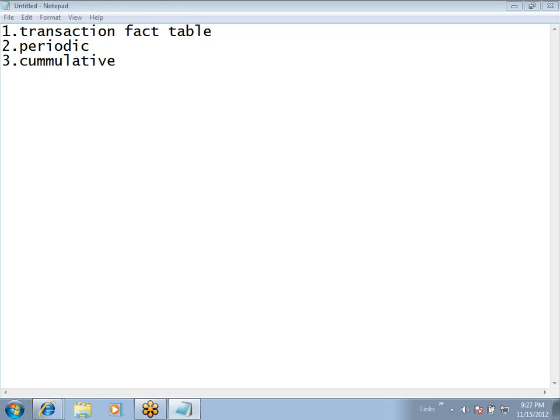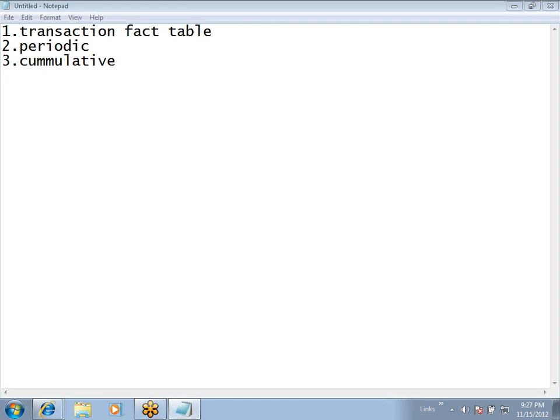For example, every day at midnight 12 o'clock we are going to load the data from our transactional systems into our warehouse periodic fact table. That means there is some specific time period we are going to maintain. Whatever transactions happen in between that time period, those will load at a particular point of time into my fact table. That is called a periodic fact table.